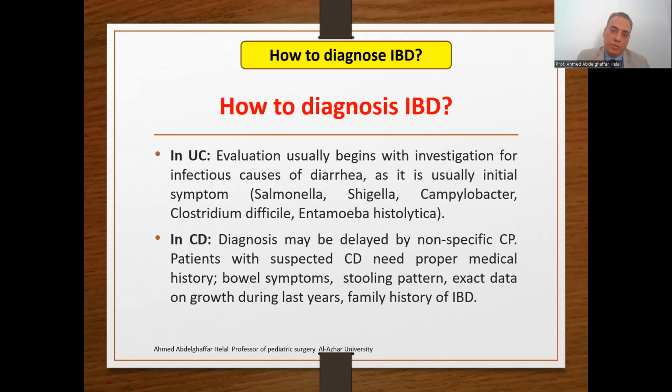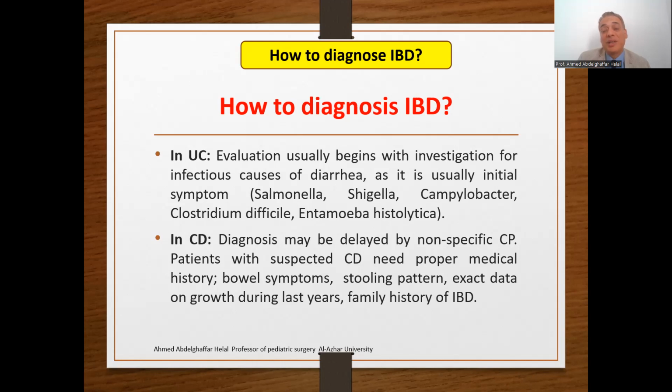How to diagnose? A very important question. How to diagnose IBD? In ulcerative colitis, the presentation is usually with persistent diarrhea. So the evaluation usually begins with investigation of the cause of this diarrhea. Usually stool cultures and stool analysis are done, searching for infectious causes of diarrhea: Salmonella, Shigella, Campylobacter, Clostridium difficile, Entamoeba histolytica.